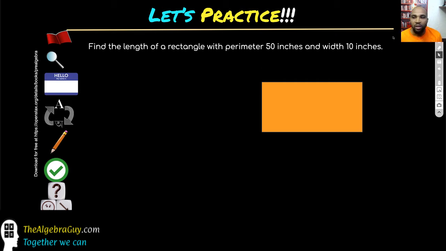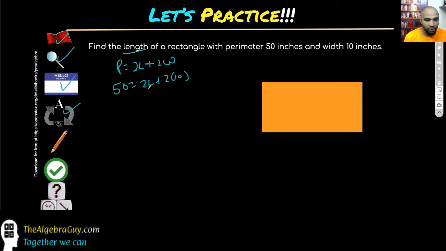All right, find the length. Find the length of a rectangle with perimeter 50. So I'm going to go ahead and write this out. Perimeter equals 2L plus 2W. And we want a perimeter, so P is going to be 50 inches, and width 10 inches. So 50 equals 2L plus 2, the width is 10. So what are we looking for? Length. Got that? Know what we're looking for. We labeled our things we're looking for, and we set it up. Let's go ahead and solve this.